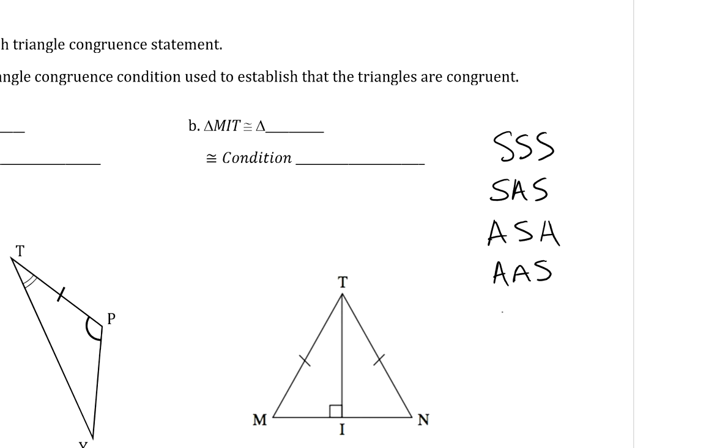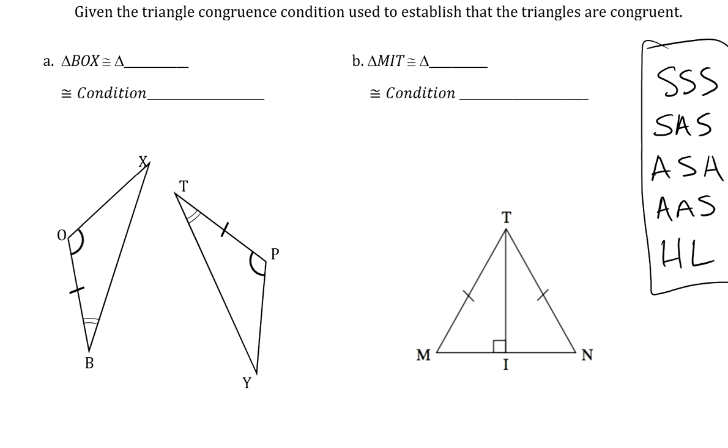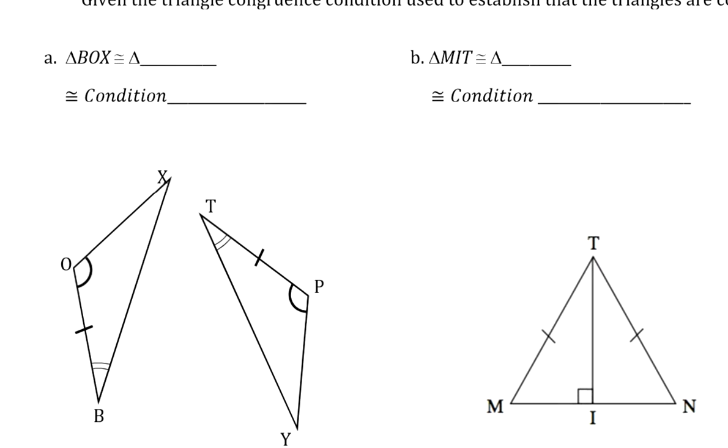And the final one requires right triangles, right? If they have congruent hypotenuse and a congruent leg, then the triangles are congruent. So these are our 5 triangle congruence conditions. So let's look at the first one. It says triangle BOX is congruent to which triangle?